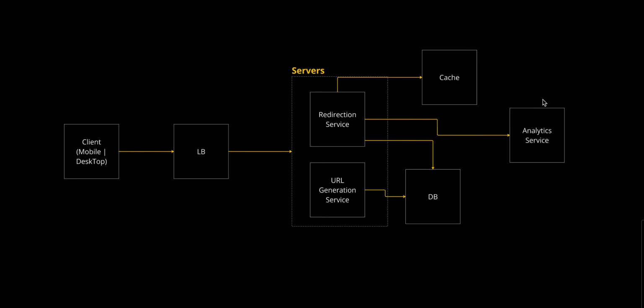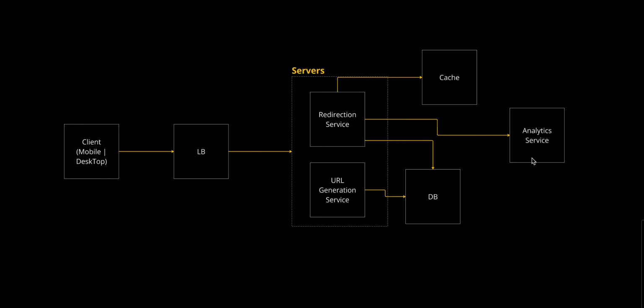Also, we have the analytics service. It's an optional thing. We need to track user interaction, such as the number of clicks on a short URL, geographic data, and usage patterns. We need to process the data asynchronously to avoid slowing down core system operations.